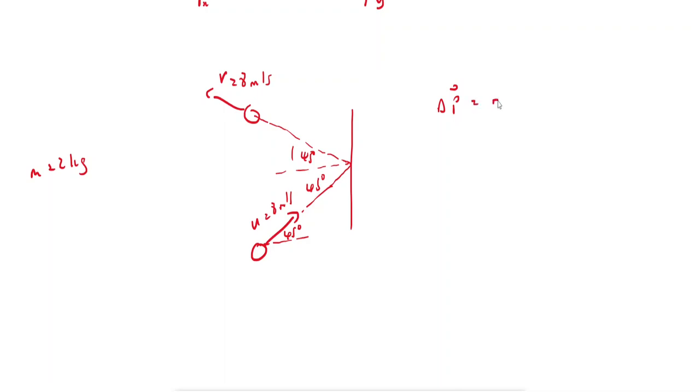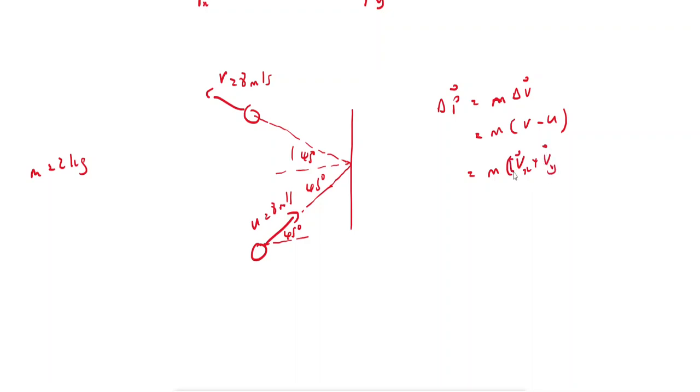Now you know that the change in momentum is given by m delta v, right? This is going to be equal to m times the final velocity v minus the initial velocity u. But now here's the issue: both the final and initial velocities have x and y components, which means that this is going to be m times, and v has vx plus, remember these are vectors, plus vy, right?